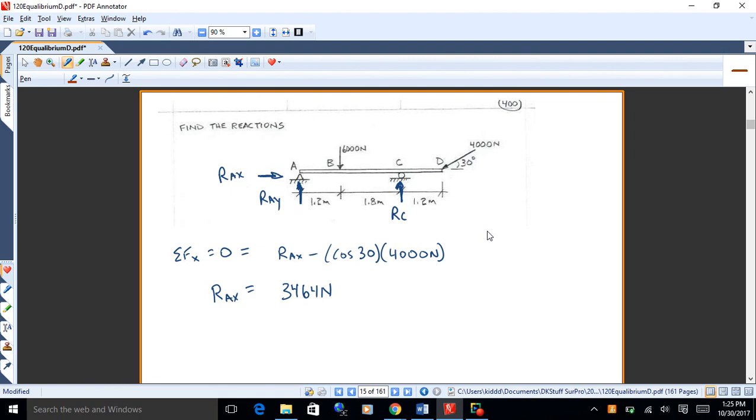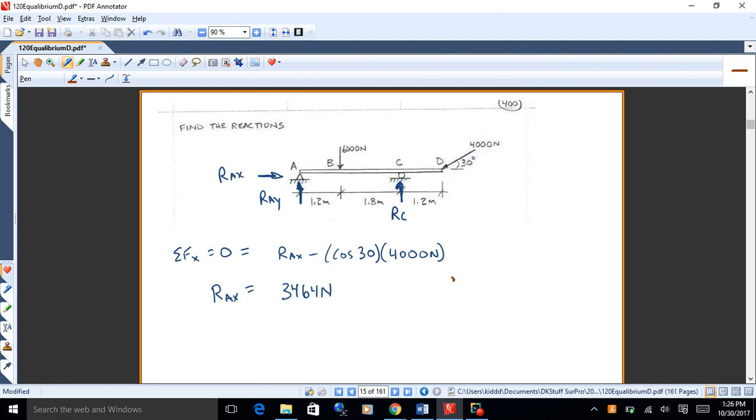Getting 3464. Everybody getting that okay? Switch. Anybody have any trouble with that? Questions? Which way does that act? Yeah, it goes to the right, okay?